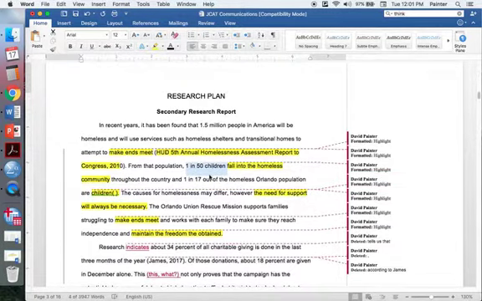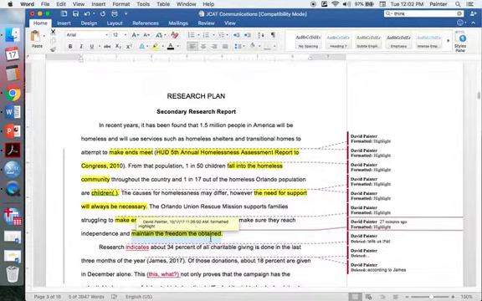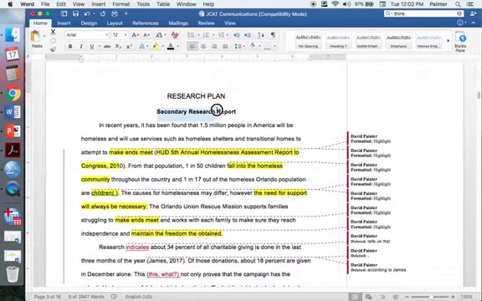1 in 50 children fall into the homeless community. They fall? The need for support will always be necessary. The need will be necessary to make ends meet. Maintain the freedom obtained. I just don't have any idea what you're trying to say here or how this is secondary research.